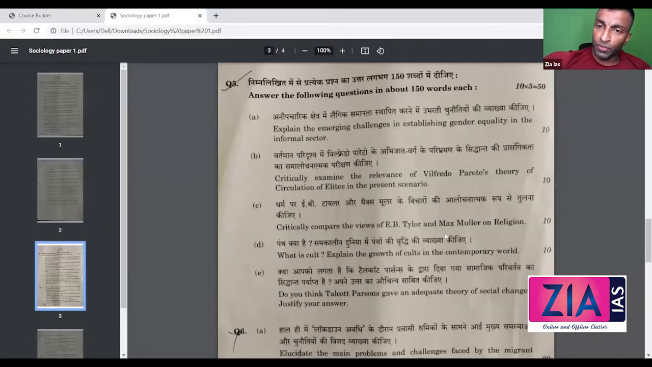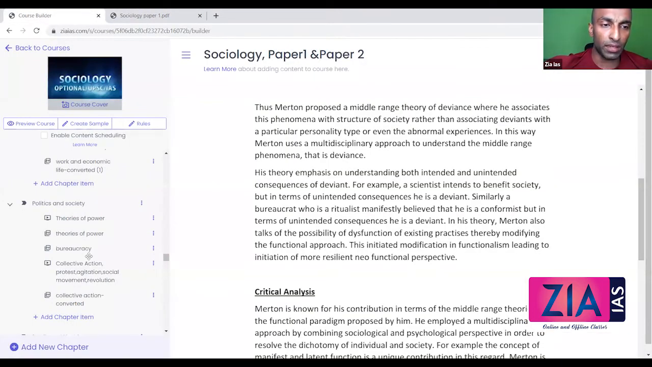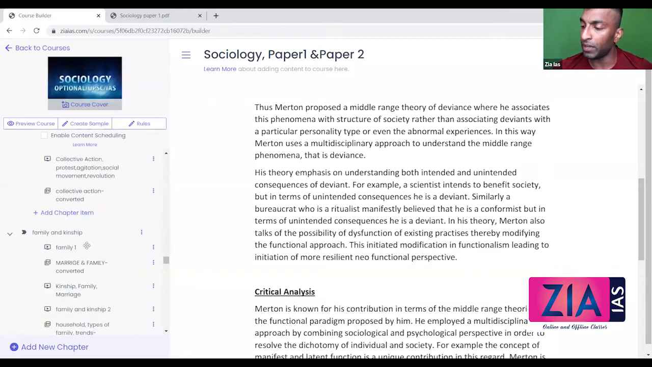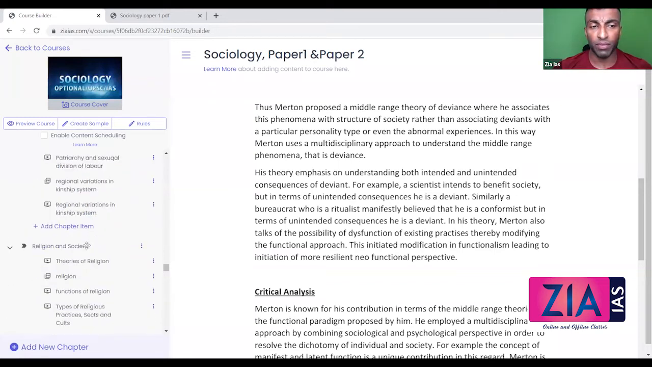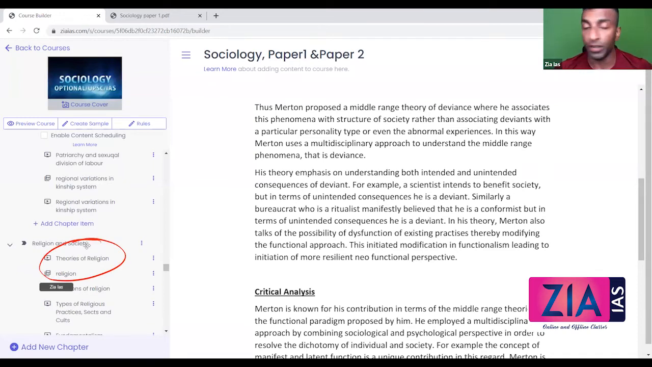Critically compare the views of Taylor and Max Muller on religion. That's something which normally people won't do, but here, in theories of religion, I've briefly mentioned it, but not in depth. Mainly we have discussed Weber, Durkheim, and Marx, but Taylor we just mentioned.